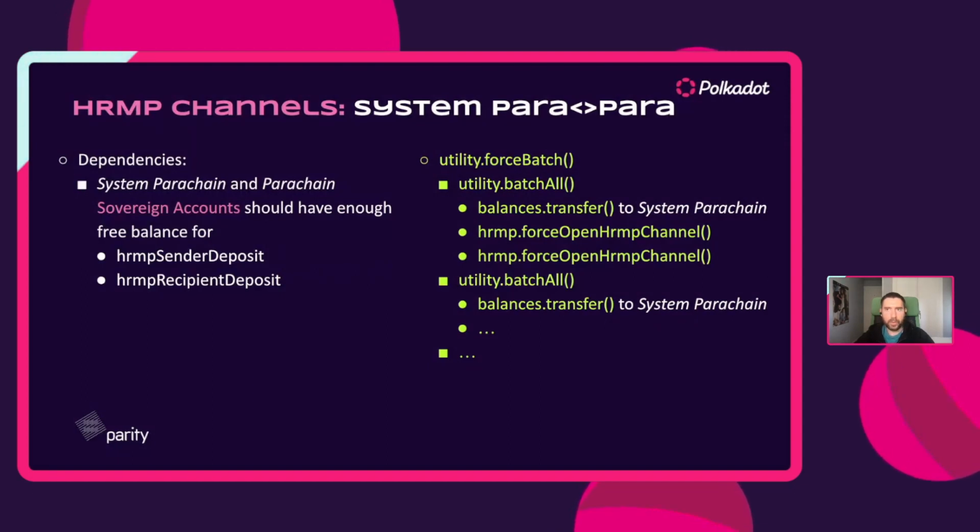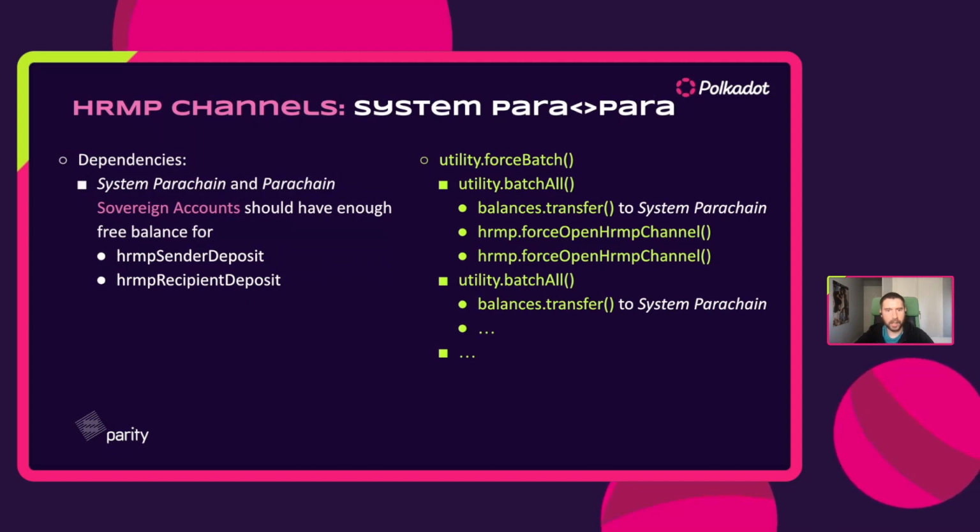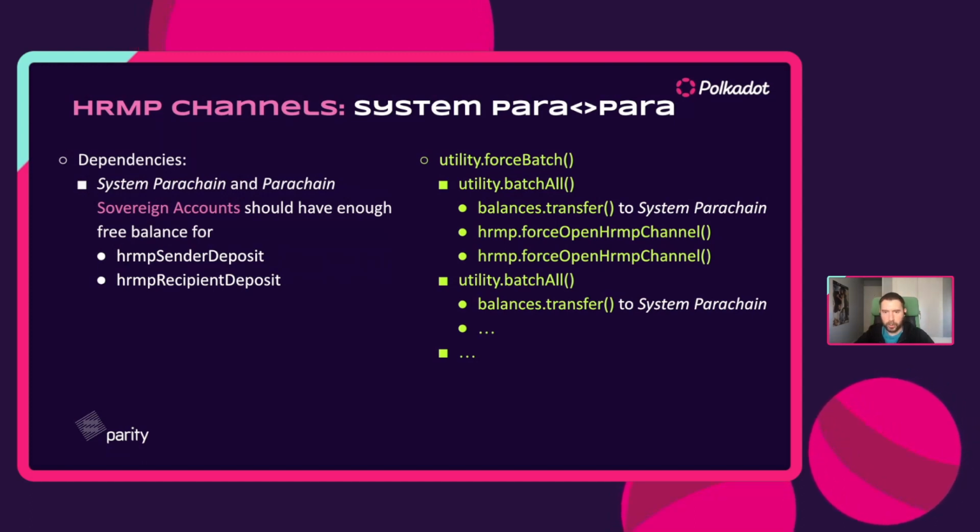So we have to notice that there is a dependency. Remember that you have to pay for these actions. You need to have a deposit. So we want to make sure that the system parachain and the parachain sovereign accounts have enough balance for the HRMP sender deposit and the HRMP recipient deposit. So this would be the call.